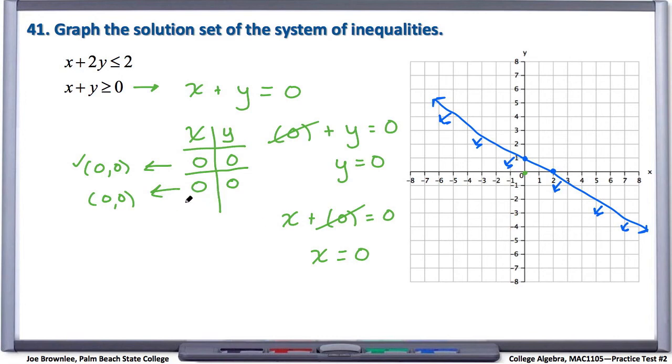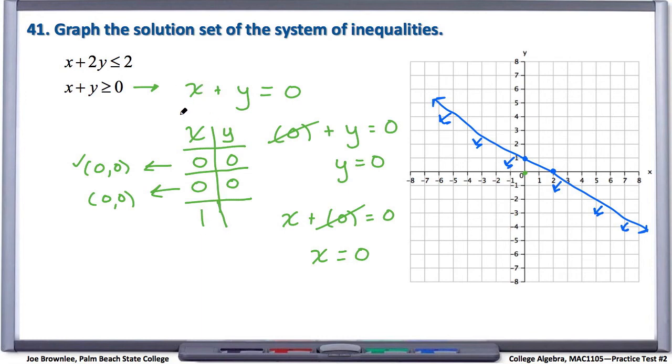So what we're going to do is arbitrarily, meaning at your discretion, choose some other x or y value. It doesn't matter if you choose an x value or y value. What we're going to do is just simply choose one. How about we choose 1 for x?